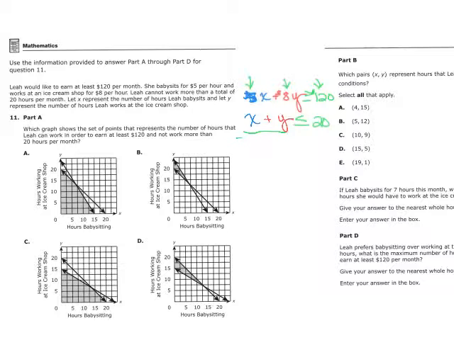You subtract x from both sides, and you get y is less than or equal to 20 minus x. So our y-intercept is 20, and our slope is -1. Well, all of them have a y-intercept of 20 and a slope of -1. So that didn't help us yet.